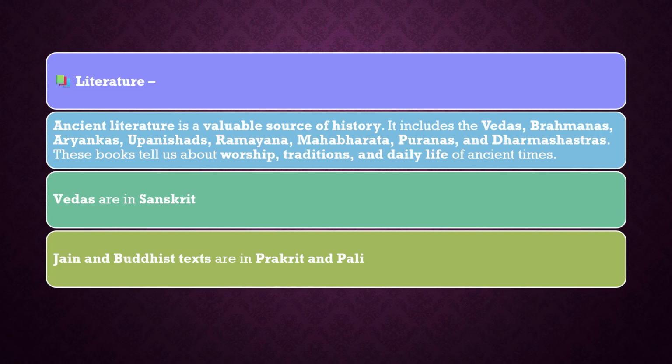Next is literature. Ancient literature is a valuable source of history. And what does it include? It includes Vedas, Brahmanas, Aranyakas, Upanishads, Ramayana, Mahabharata, Puranas, and Dharma Shastras. These books help us to understand worship, traditions, and daily life of ancient times. Vedas were written in Sanskrit. Jain and Buddhist texts are available in Prakrit and Pali.